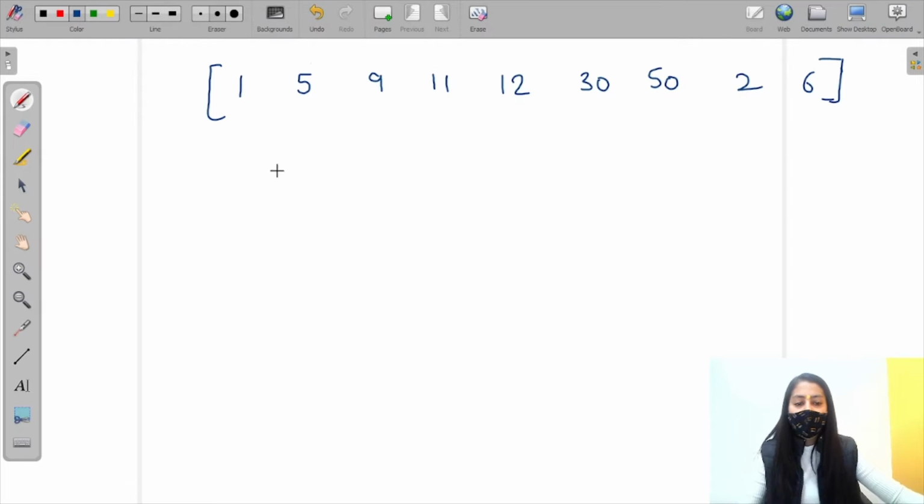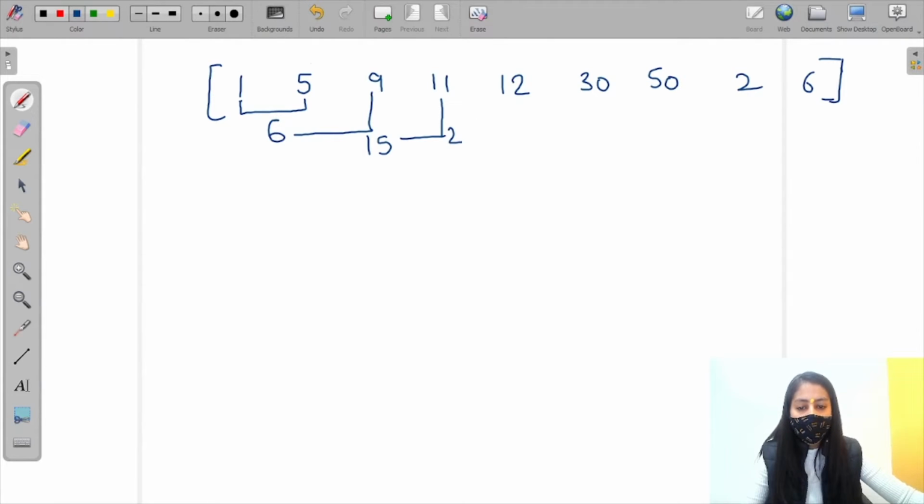So first of all, let's say I have to combine these two sticks, right? Firstly I combine these two sticks, so I pay a cost of 6. Next I combine these two sticks, I pay a cost of 15. Next I combine these two sticks, I pay a cost of 26. Next I combine these two sticks, I pay a cost of 26 plus 12, that is 38, right? Next I join these two sticks, I pay a cost of 30 plus 38, 68. Next, I join these two sticks. I pay a cost of 68 plus 50, that is 118.